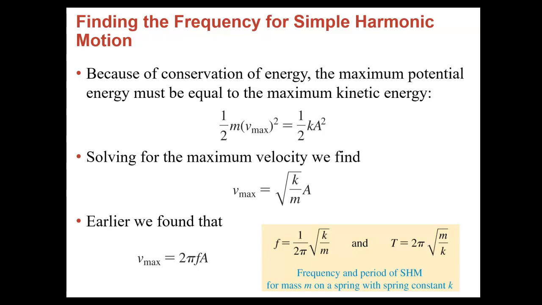So solving for maximum velocity, we can rearrange this equation to get velocity max is equal to the square root of k times mass divided by the amplitude. So the frequency of simple harmonic motion of masses on springs is given by these. The period of a spring is T equals 2 pi times the square root of m divided by k. M is the mass on the spring, and k is the spring constant. And we get those from these equations right here.